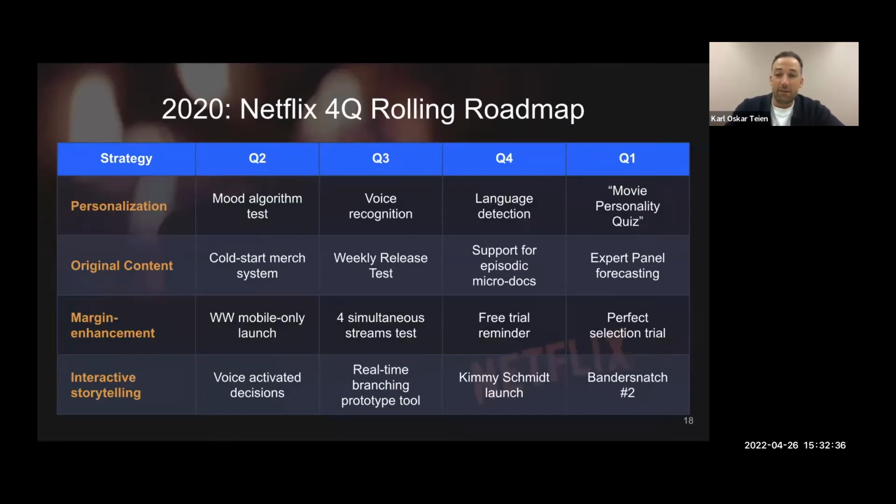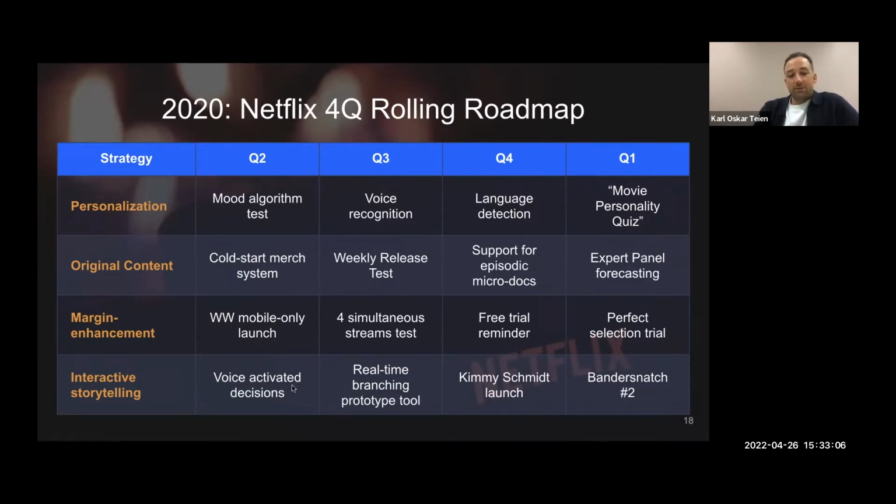So Netflix wants to work on personalization as a strategy, and they have one algorithm that they want to test in Q2, and in Q3 they want to work on voice recognition and then language detection. And these are not necessarily firm commitments, but it shows you something about, when are you likely to see some of these things? If you're a stakeholder in the organization, then when are you likely to see some of these things in production?